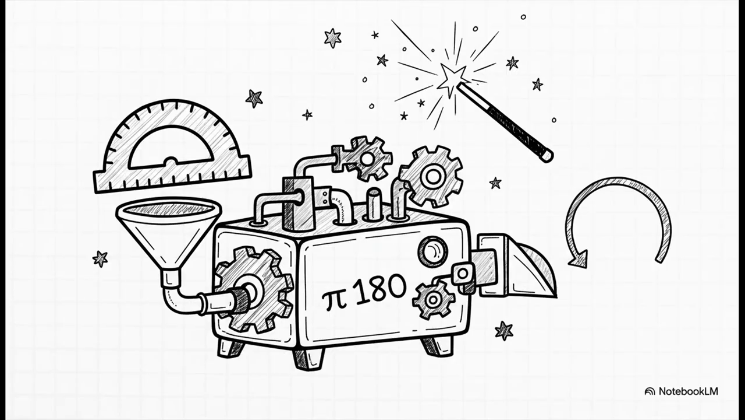And this right here is the magic formula you must remember for your exams. If you have an angle in degrees and you want to convert it to radians, you just multiply it by pi divided by 180. Easy peasy. Let's try one example from your textbook.